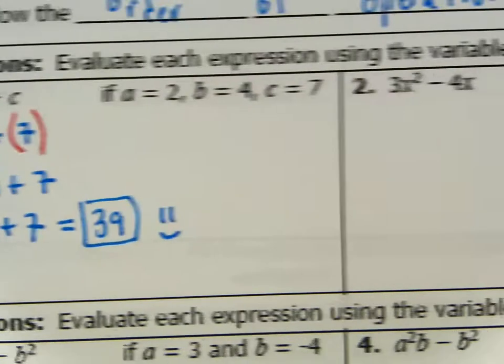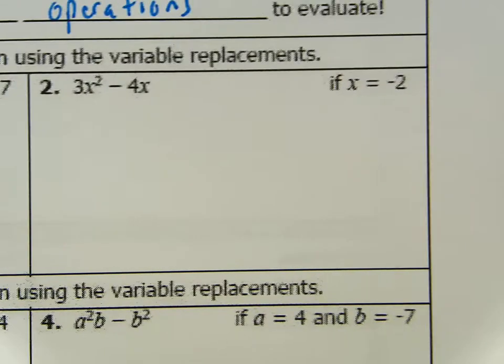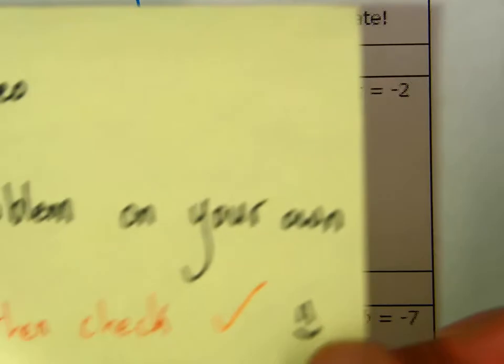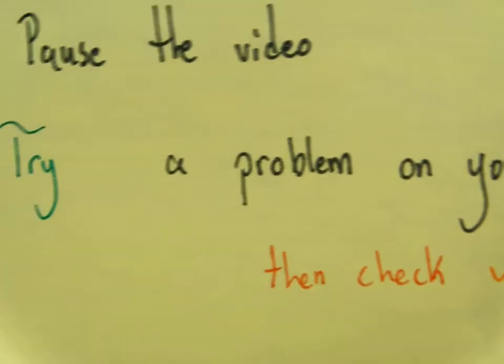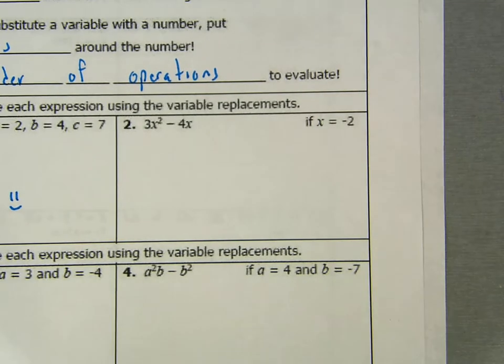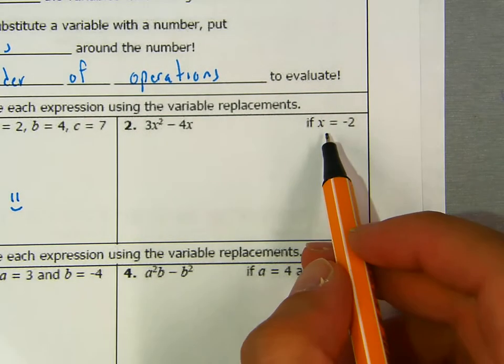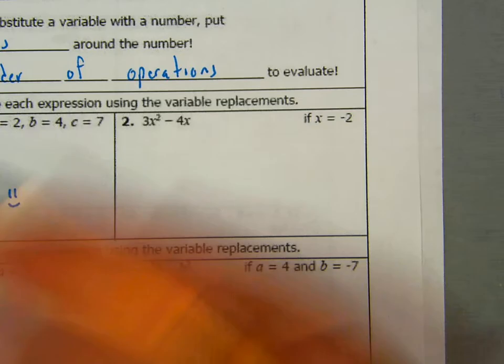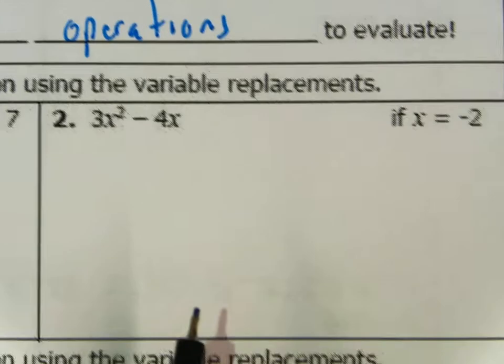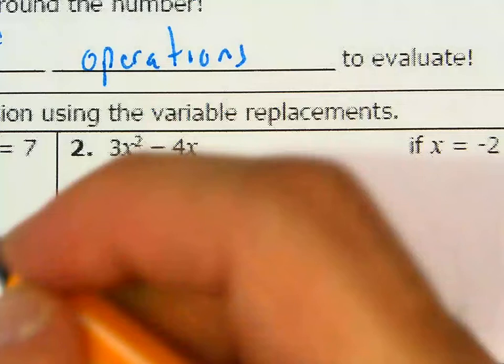Cool. All right. Try the next one over here. Pause the video and try this problem on your own. Try this one. How can I substitute x equals -2 into here? What would you do? Well, let's see. Let's say you pause the video and you want to see.